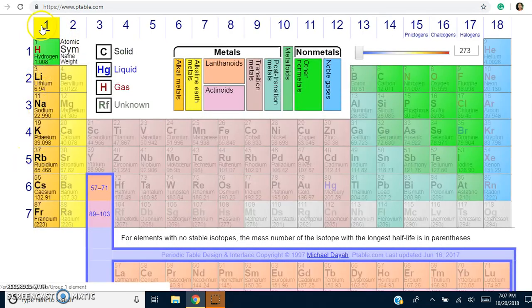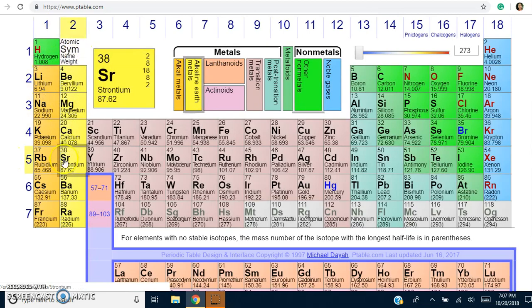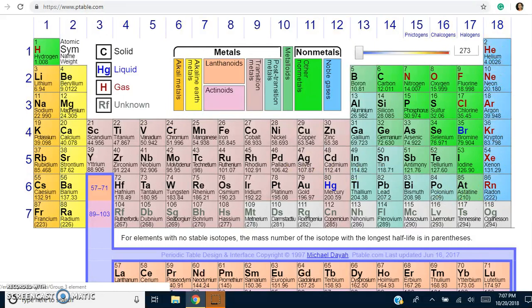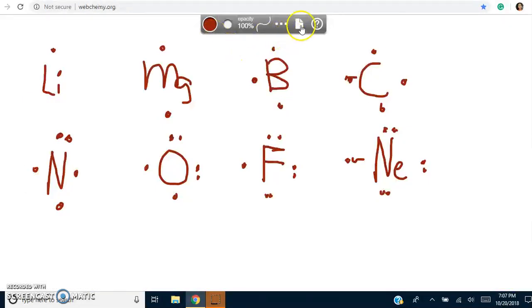So 1A has 1 valence electron. 2A has 2 valence electrons. Skip the transition metals. 3A with 3 valence electrons. 4A with 4. 5A with 5 valence electrons. 6A with 6 valence electrons. 7A with 7 valence electrons. And 8A with 8 valence electrons. Now, this is individual atoms, okay?